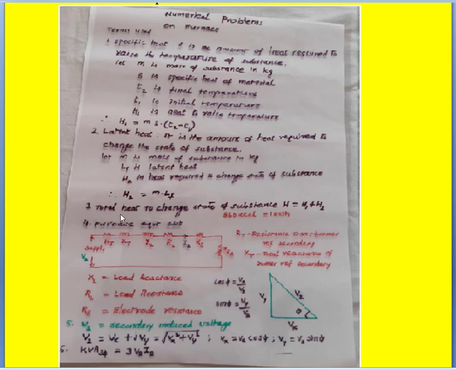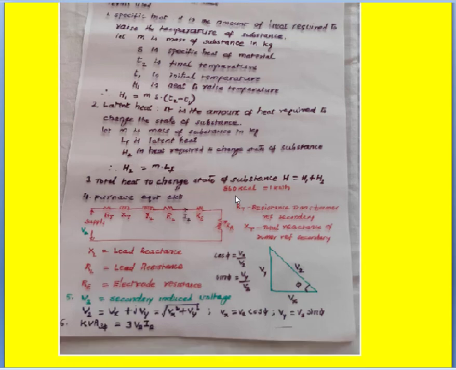Then the total heat required to change the state of the substance is given by capital H, that is equal to H1 plus H2. So whatever we have calculated here as H1 and H2, we add like this. Then we say that is the total heat required for the charge to change its state. Next, there is an important relation, that is 860 kilocalories is equal to 1 kilowatt hour.